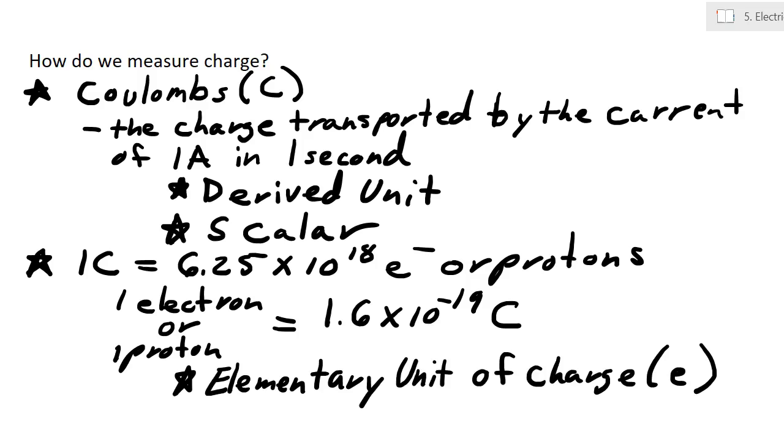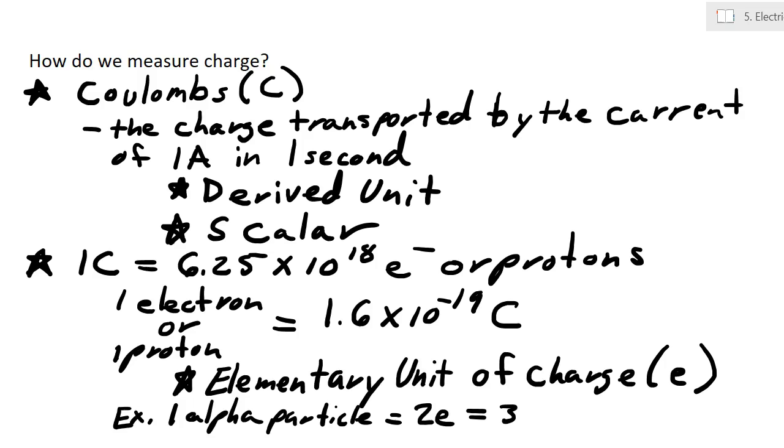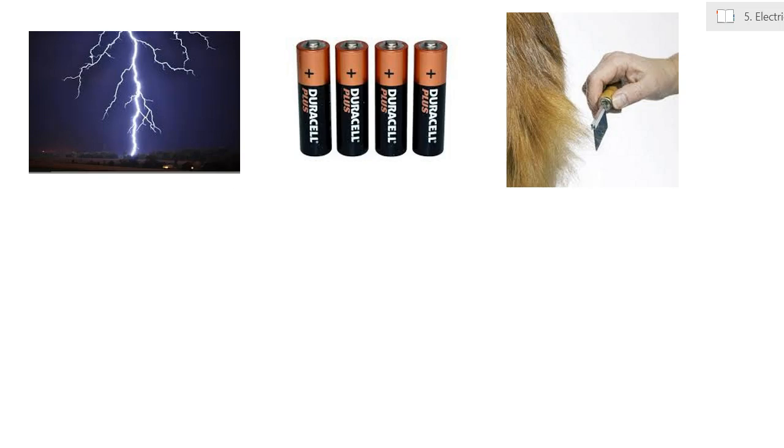You might see the elementary unit of charge pop up in some of your questions. For example, an alpha particle has a charge of 2e. And since it's equal to 2e, that means it has a charge of 2 times the elementary unit of charge. So it would be 2 times 1.6 times 10 to the minus 19, which is 3.2 times 10 to the minus 19 coulombs.